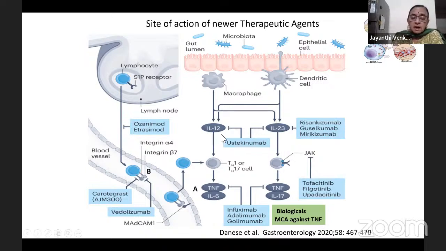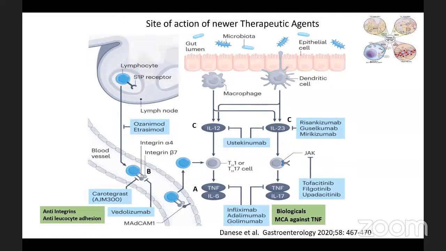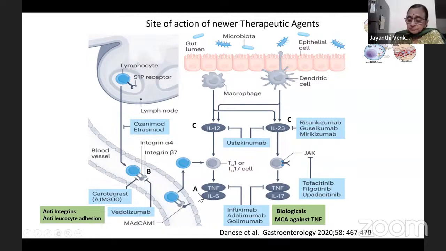The second group are the alpha-4 beta-7 integrins. These are the drugs which are currently being used. They are anti-integrins and anti-leukocyte adhesions. That is the characteristic, and vedolizumab is the drug of choice. The third drug group that came into existence are the anti-cytokines, and they act against the cytokines, and they are the drugs that are being marketed in the present days.